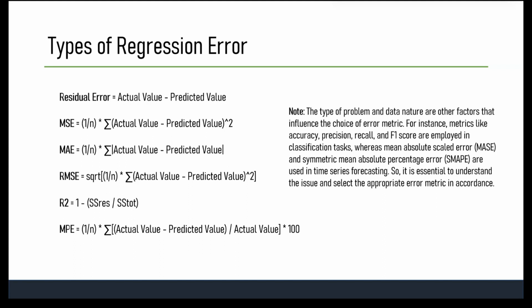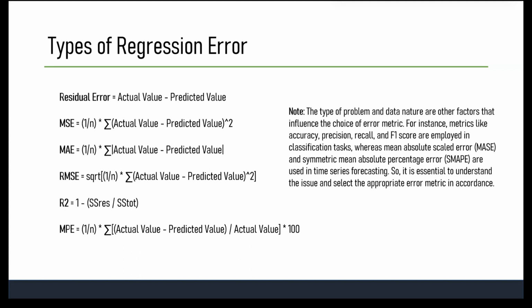Another error is root mean squared error, also called RMSE. Okay, so root mean squared error is the square root of the average of the sum of squared errors between the actual and predicted value. So mathematically it is expressed as the square root of 1 by n into sigma of (actual value minus predicted value) whole square. And this error looks completely similar to mean squared error, but it is in the same unit as the dependent variable, making it easier to interpret the values.